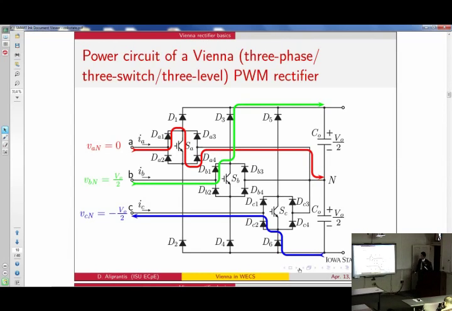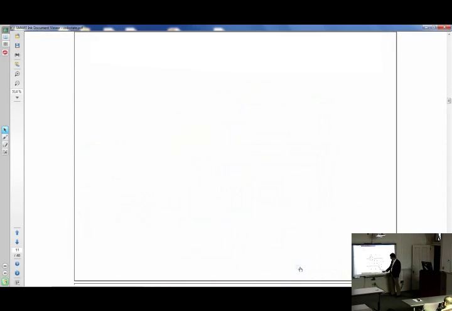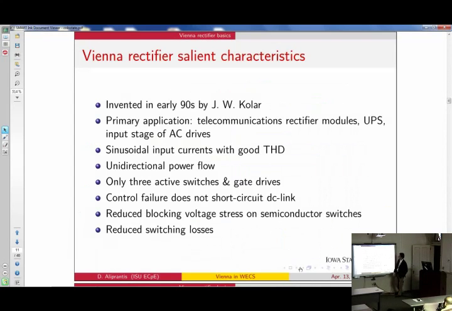And this topology was invented in the early 90s by a professor called, what's his first name? Johann, I think, Kolar, probably in Vienna, most probably. That's why it has this name, the Vienna rectifier. And his grandmother maybe was from Greece.